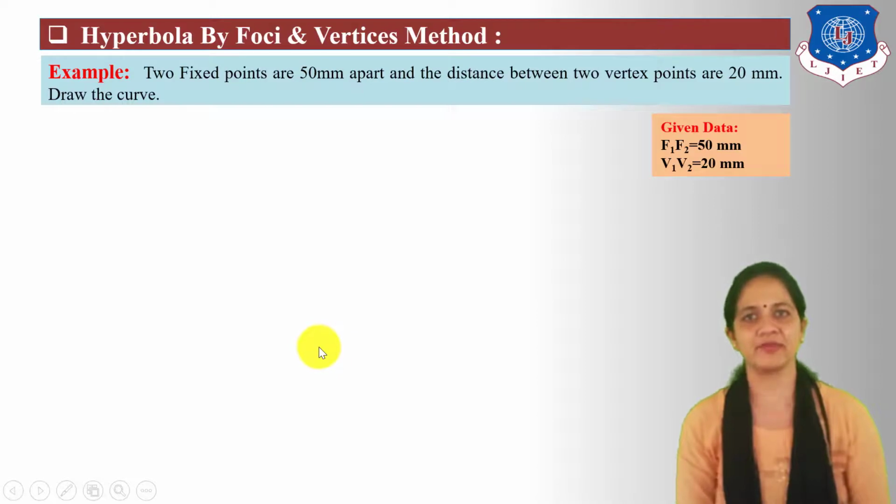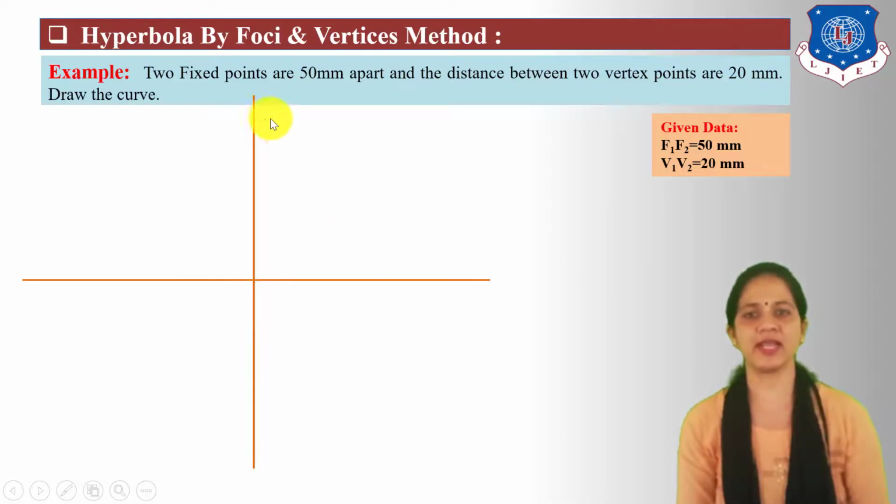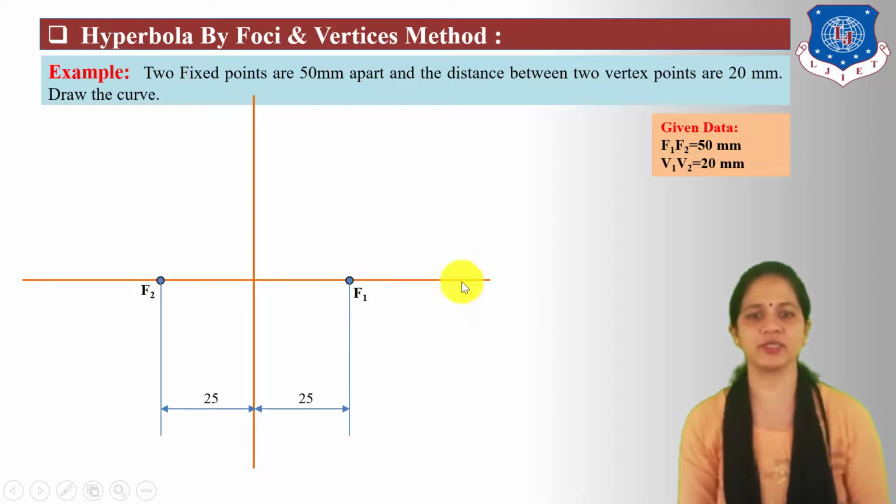Now in this method, we have to generate two hyperbola at the same time. So first draw horizontal and vertical reference line. From this vertical reference line, locate 25 mm distance and mark two focus points F1, F2 on this horizontal reference line. Next, locate 10 mm distance from this vertical reference line and mark vertex points V1, V2 on this horizontal reference line. Next, take equal 3 divisions on this horizontal reference line beyond F1 point.